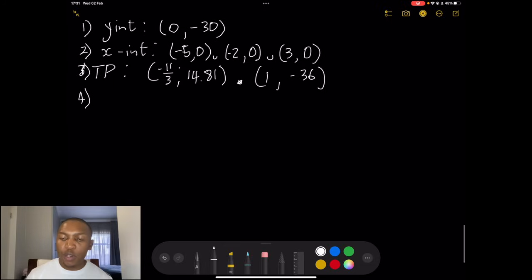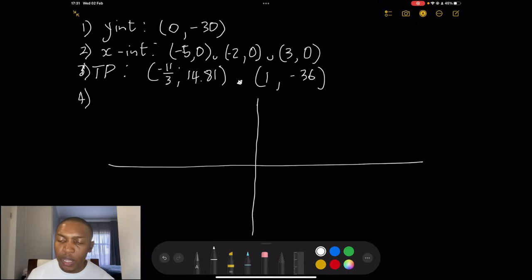Now, let's try and draw this cubic function. So our a value is positive. So that means that we know we are starting with an increasing function. Right. So there's our axes there. So that's going to be our x-axis. It's going to be our y-axis.